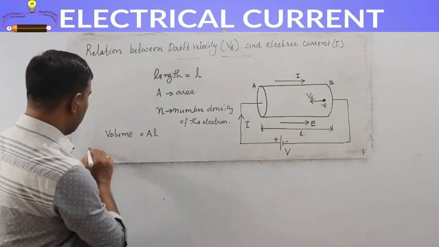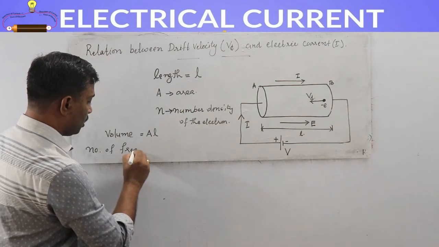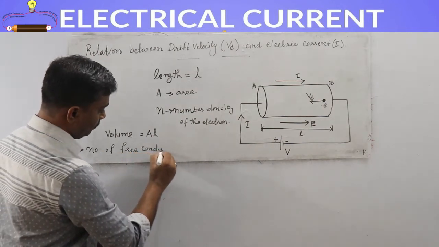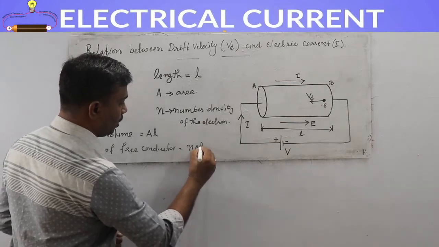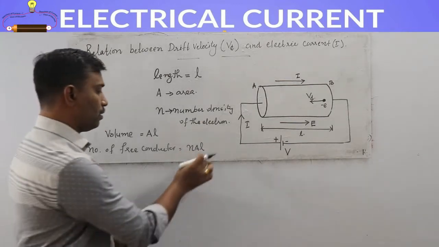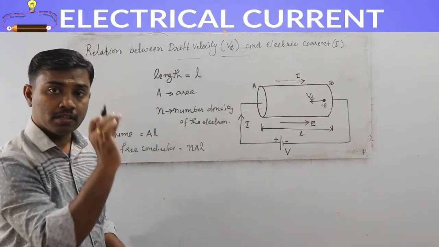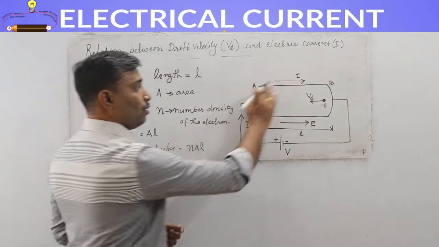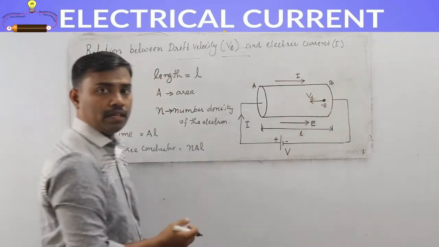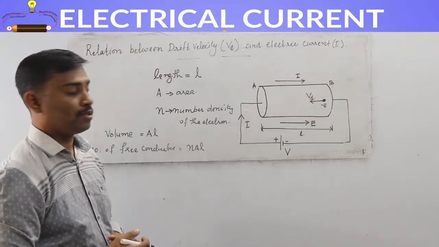Then the number of free electrons in the conductor is equal to nAL. So this is the volume, and n is the number density, in unit volume small n number of free electrons are there. So in this volume of the conductor, nAL free electrons are there.